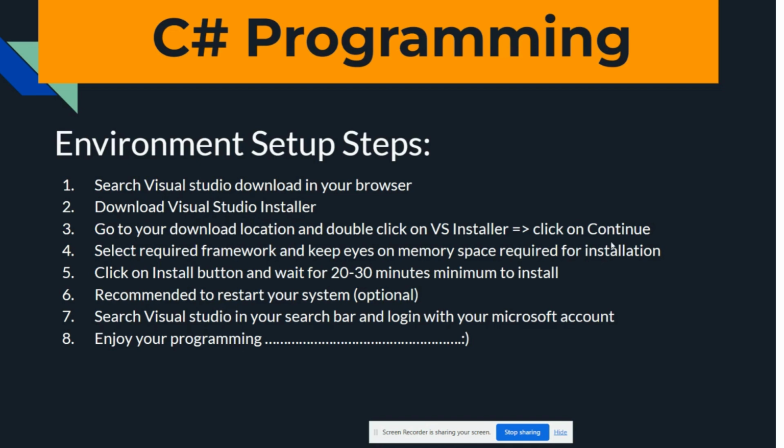You will have an option called continue. Once you click on continue, you will get a panel, or you can say a wizard, where different types of frameworks are available. According to your requirement, you can select whatever framework is required. I will show you what basic framework is required for the initial stage. In future, if you want some other framework, I will show you how you can change it as well. Next, click on the install button.